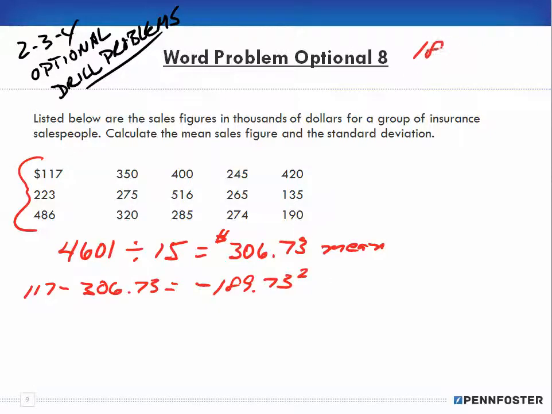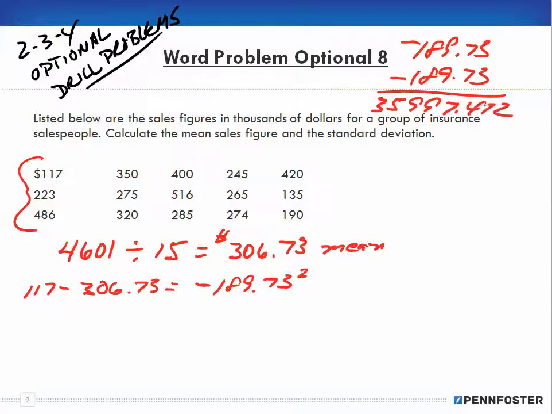So when I have 189.73 minus 189.73, and I multiply it by itself, I ended up with a positive 35,997.472. Okay, that's what it actually came out to. So now I'm going to go down and I'm going to square each one of those 15 numbers.